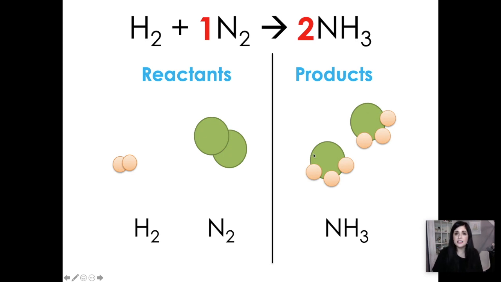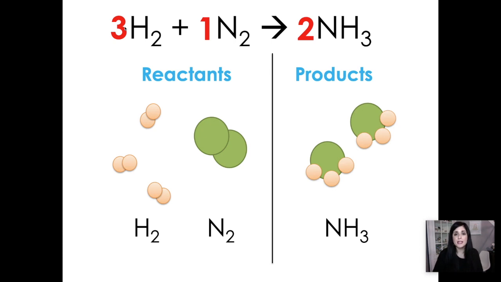Now that still leaves our hydrogens unbalanced, but now I can easily put a coefficient in front of H2. So on my product side, I have two groups of 3 hydrogen atoms, so 1, 2, 3, 4, 5, 6. 2 times 3 is 6. How many hydrogen molecules do I have to have on my reactant side? How many groups of 2 gives you 6? Hopefully, you would say 3. So therefore, you would have to put a coefficient of 3 in front of H2.